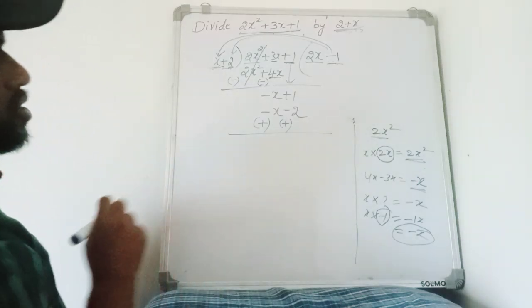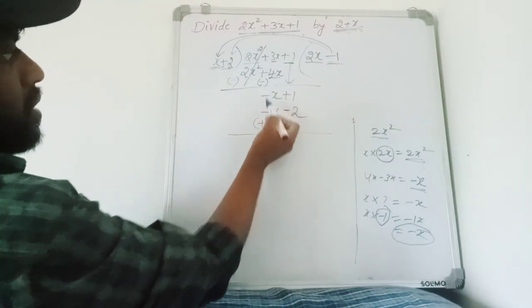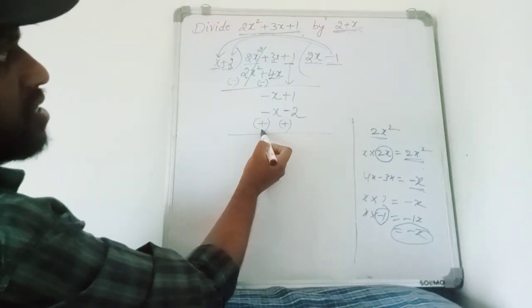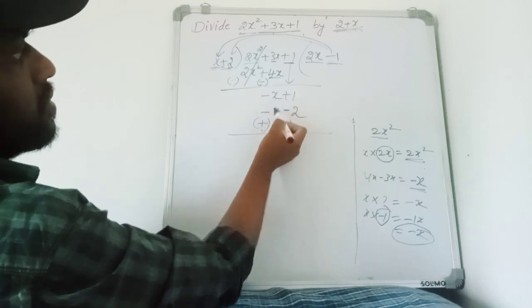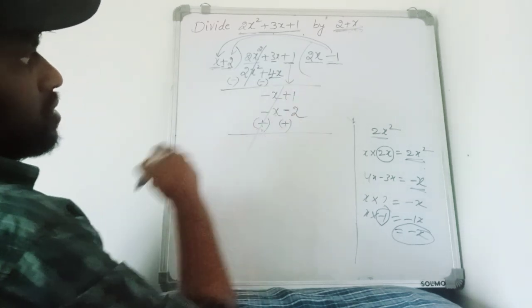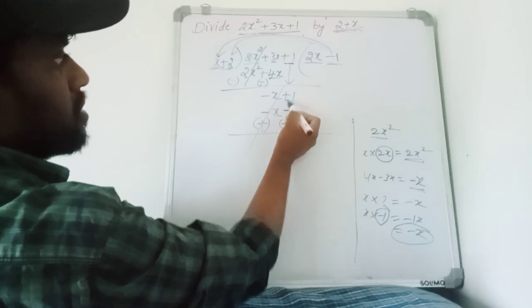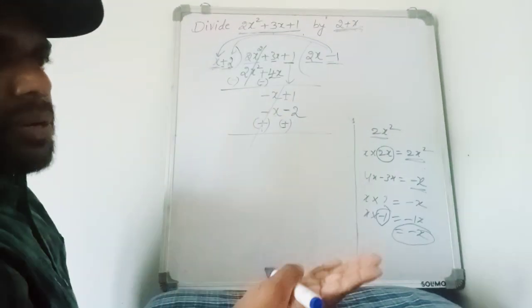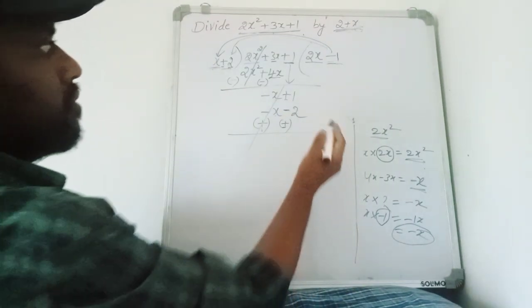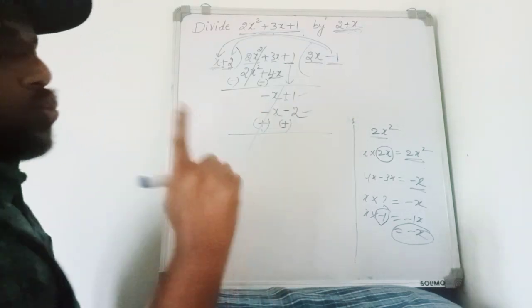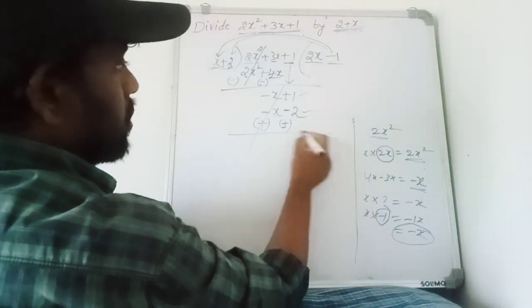Next, minus into plus, minus. That means you have to subtract. x, x, both are the same, we can cancel out. Next, here plus is there, here plus is there. Plus into plus, plus. That means we have to add. We have to add this 1 and 2. So 1 plus 2, 3.